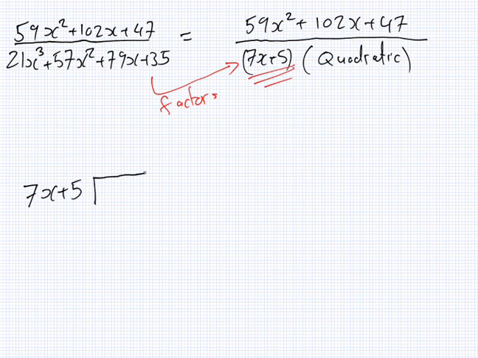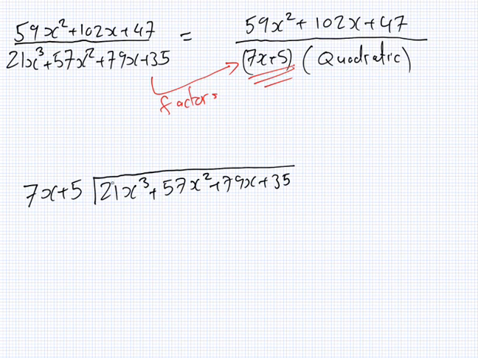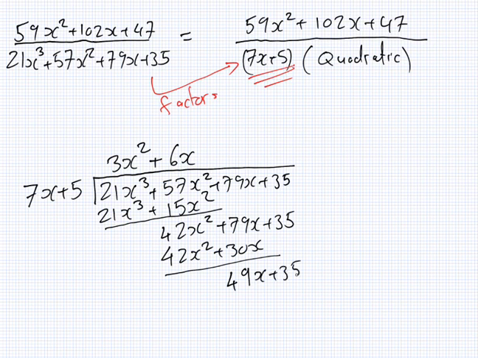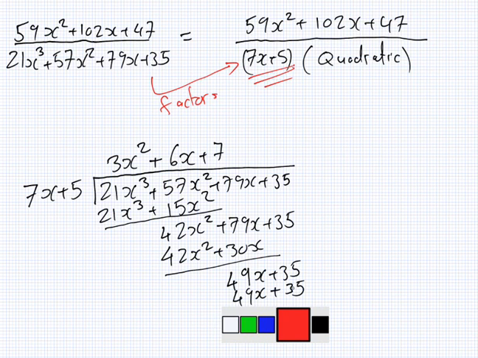7x plus 5 divided into 21x cubed plus 57x squared plus 79x plus 35. So that would have to be 3x squared, 21x cubed plus 15x squared, 42x squared plus 79x plus 35. So what's that, 6, isn't it? Yeah? So then the last one here has to be 7. Perfect, which is what you want, a zero remainder, because it is a factor.